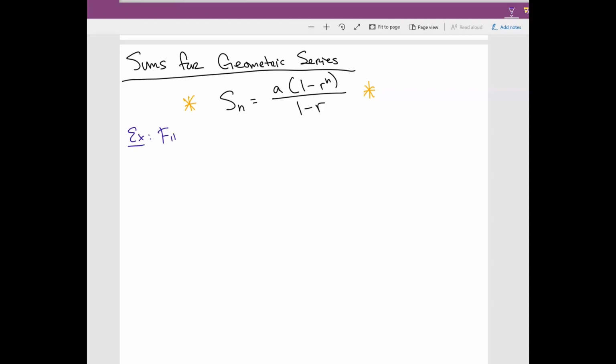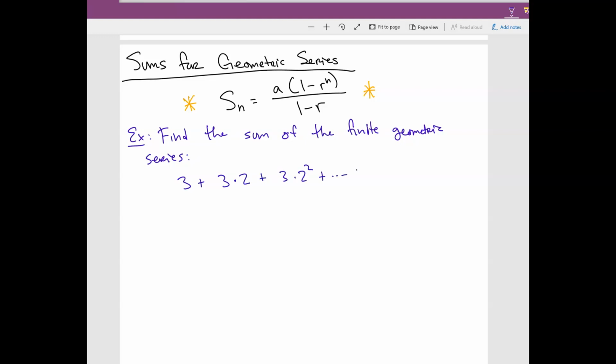Okay, so find the sum of the finite geometric series. So let's say we had 3 plus 3 times 2 plus 3 times 2 squared, plus all the way to 3 times 2 to the 5th power.